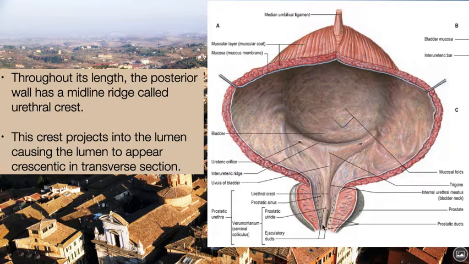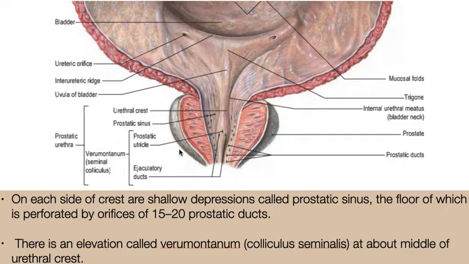Can you see over here? This is called the urethral crest. This crest is projecting into the lumen, causing the lumen to appear crescentic in transverse section. Here, you can see this part, prostatic urethra. On each side of the crest, we can see shallow depressions. These are called the prostatic sinus. The floor of this prostatic sinus is perforated by orifices of about 15 to 20 prostatic ducts.